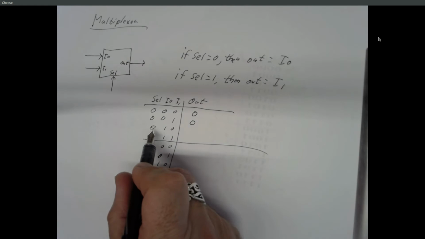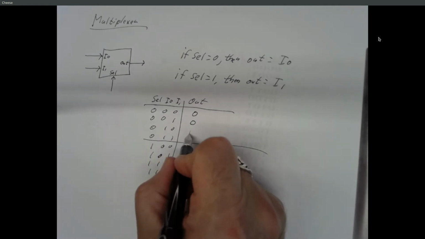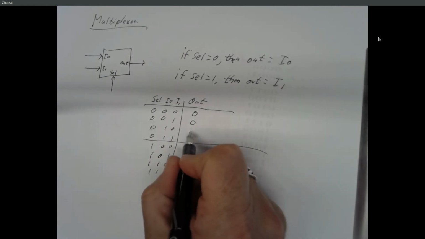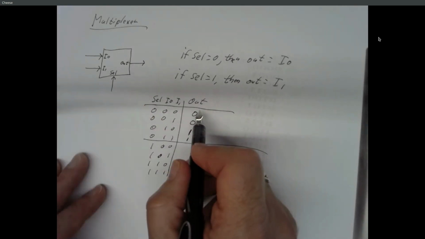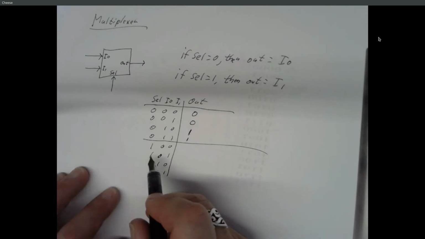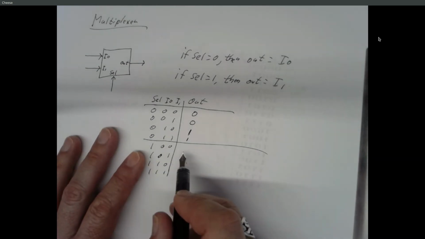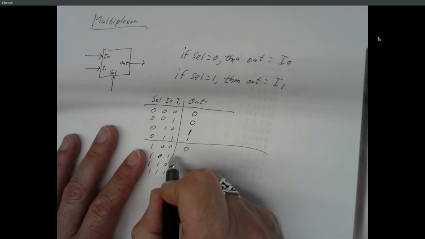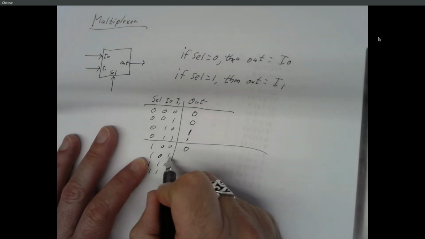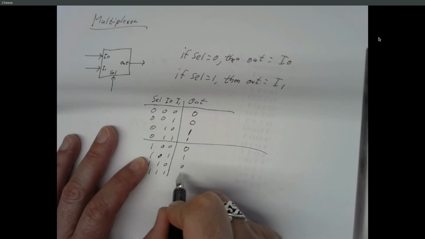How about this third row? And fourth row? Okay. Right, so when select is 0, whatever input 0 is, that's what the output is. When select is 1, what's the output look like? So in this first case, it's 0. Second case, it's going to read input 1, so that's a 1, 0, 1.